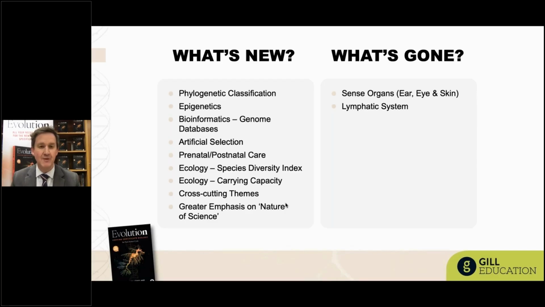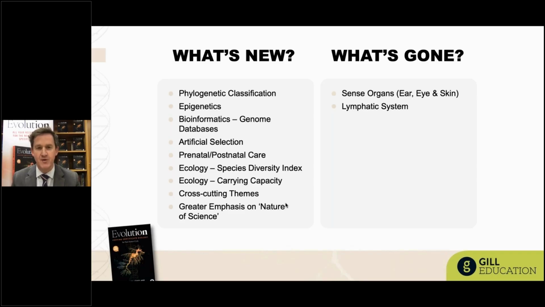So what's gone? Well, the main topics which have been taken away are the sense organs, so the eye, the ear, and the skin. You don't have to teach it all. And the lymphatic system, which we don't have to teach as a unit, although we probably will reference it from time to time, especially when we're talking about, say, digestion or circulation. Now, there are other things which have gone as well, but they're really more simplifications of things that we're maybe already comfortable enough teaching.